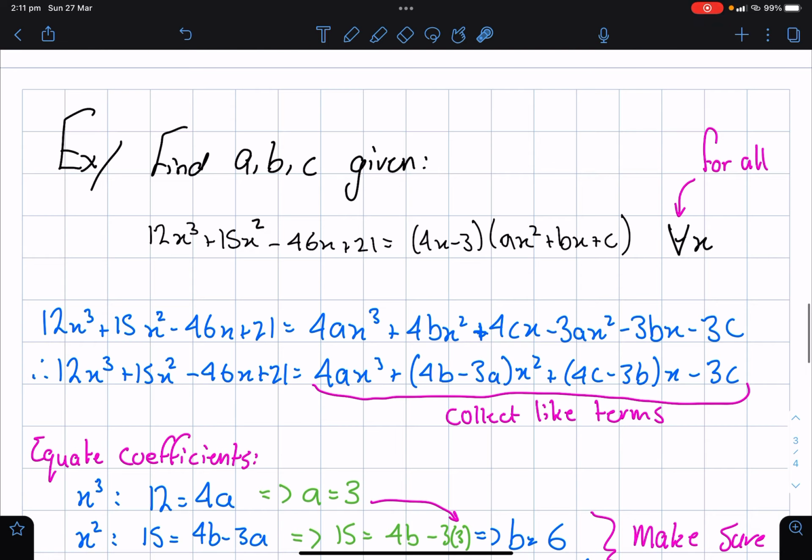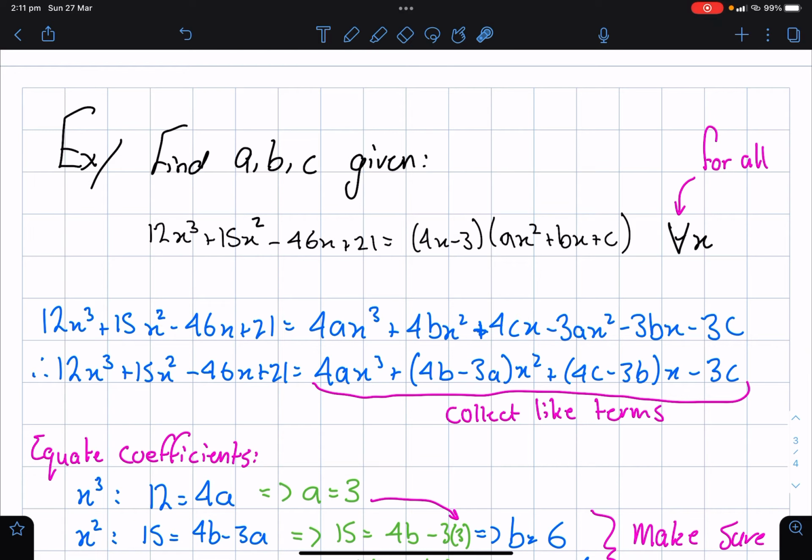If we look at the x squared term, looking on the left-hand side, our coefficient of x squared is 15. We put that there. On the right-hand side, our coefficient of x squared is 4b, take 3a. So that whole coefficient comes to our right-hand side. And you can see that I've substituted in the a we found just above into that equation, and we've solved such that b equals 6.